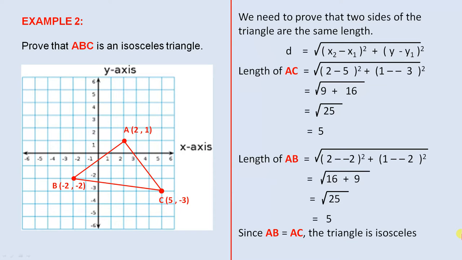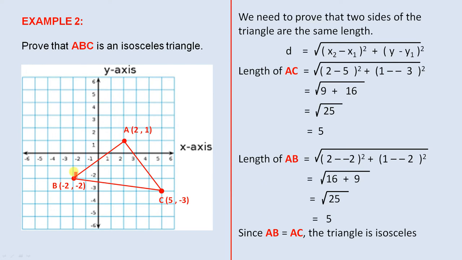Example 2. Prove that ABC is an isosceles triangle. So there's ABC with the points. We need to prove that 2 sides of the triangle are the same length. Now here's the distance formula, which we've seen many times before. Let's try and find the length of AC, which is from there to there. So we're using the points 2, 1 and 5, negative 3. And we substitute those points into the formula. We do our simplification and we find that AC has a length of 5 units.